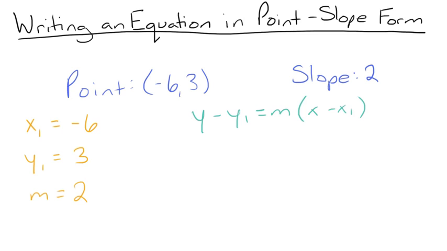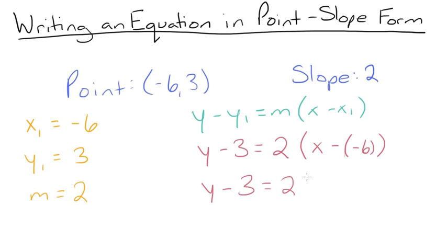Now, plug in the values that you're given. So we have y minus y1, which is 3, equals m, which is 2, times x minus x1, which is -6. Now we're going to simplify the subtracting a negative part right here. Remember, when you subtract a negative number, it's the same thing as adding that number. So we have y minus 3 is equal to 2 times x plus 6. And it's as simple as that. Now we're going to take a look at how we find the point-slope form equation when we're given 2 points on the line.